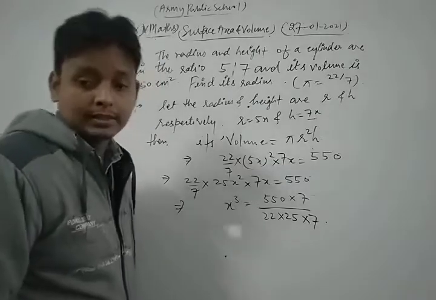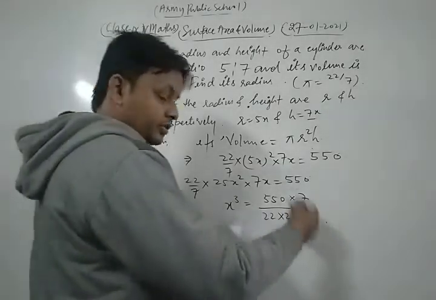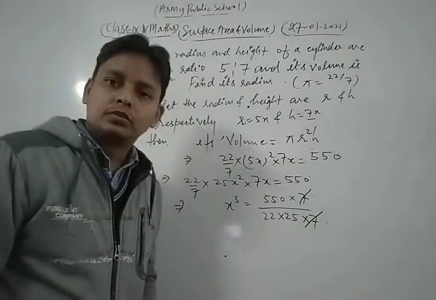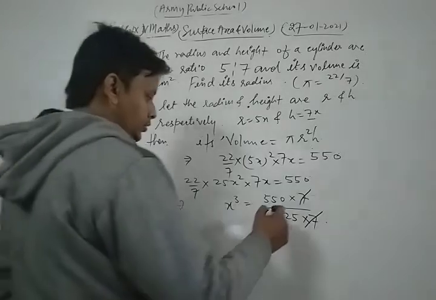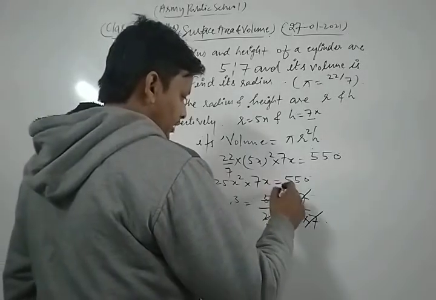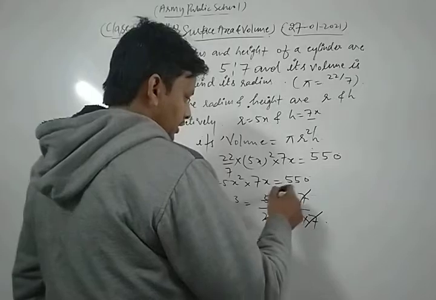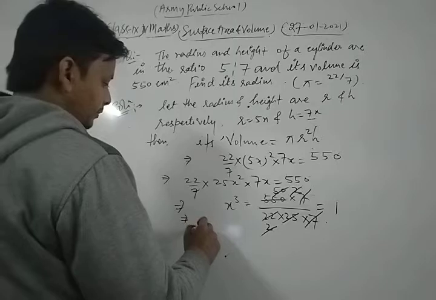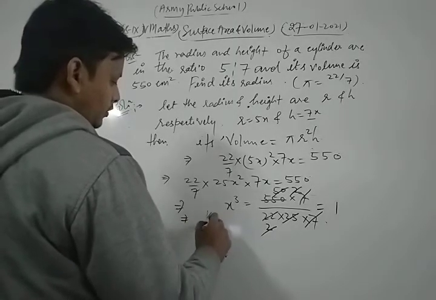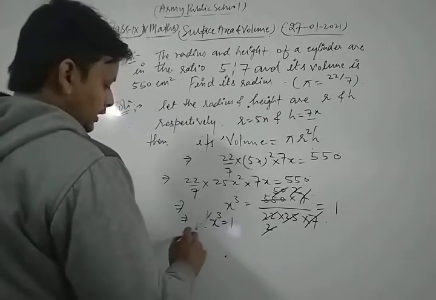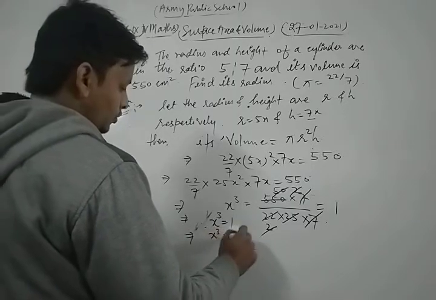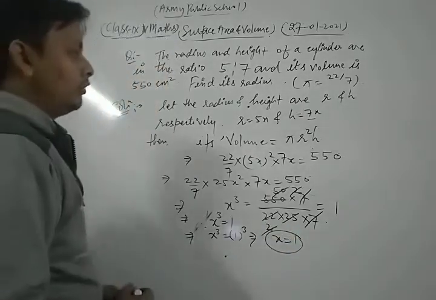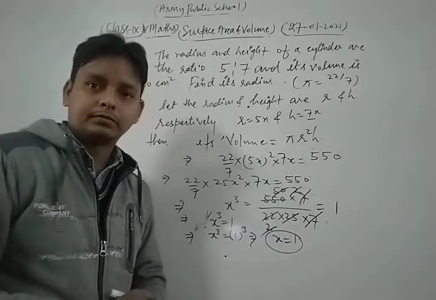Okay dear students, now let's simplify them. So here 7 cancels with 7, and 11 2s are 22, 11 5s are 55. Now 25 2s are 50, so 2 cancels, and we get 1. So after solving them, x cube is equal to 1 cube, that is x is equal to 1. Thus in this way the value of x is 1.